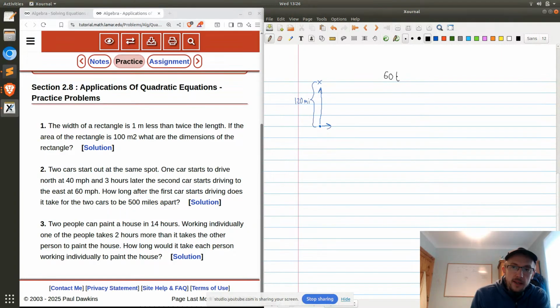So this accounts for the east car. Yeah, that accounts for him. And what accounts for the north car? Well, it would be 120 plus 40t squared. And then you have to square root that and set it all equal to 500. So I'm going to set it equal to 500 squared. And now I shall expand on the left.